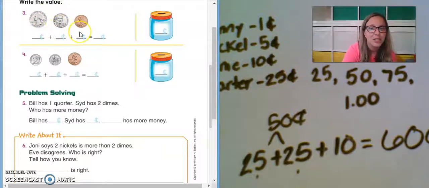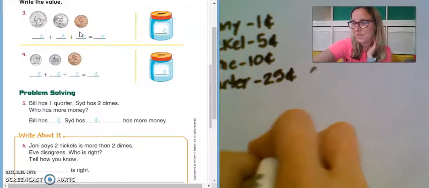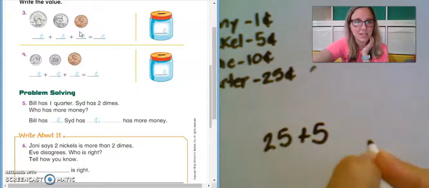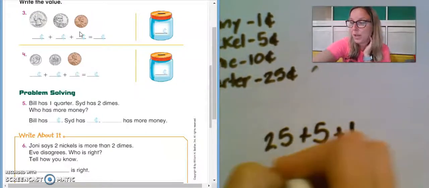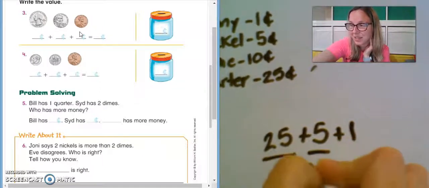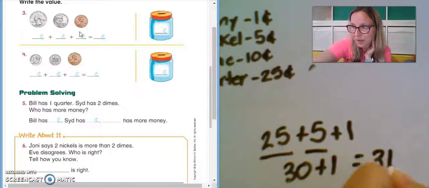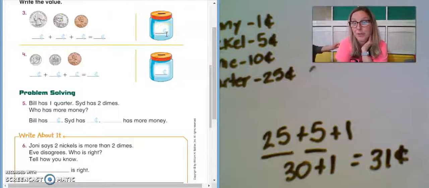Turning to the back of that page, we have, ooh, look at this, 25 plus 5, because that's a nickel, plus 1. So now we're saying 25 cents, which is our quarter, plus 5 cents, which is our nickel, plus 1 cent, which is our penny. Well, 25 plus 5 more would be 30, plus 1 more would be 31. So here we have 25 plus 5 plus 1 equals 31 cents. And in the jar you can write 31 cents.